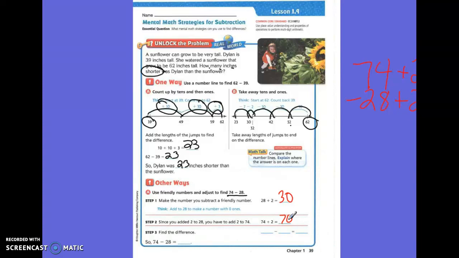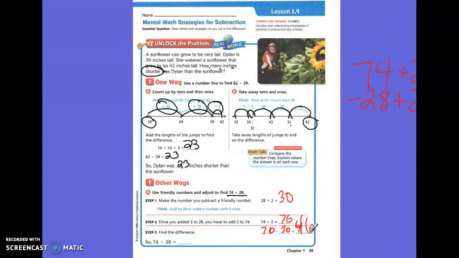Okay, hold on. Now, we are going to do these two. 76 minus 30. Let's figure that out. 6 minus 0 is? 7 minus 3 is? 4. So it equals 46.